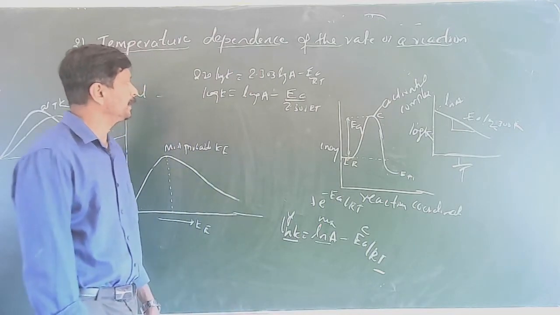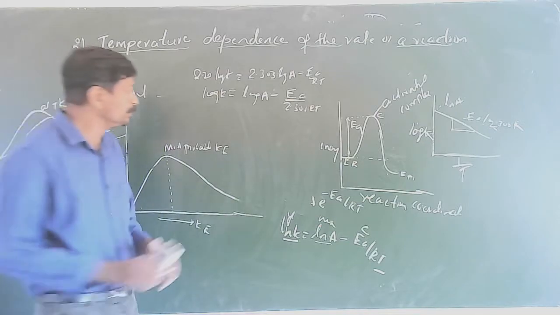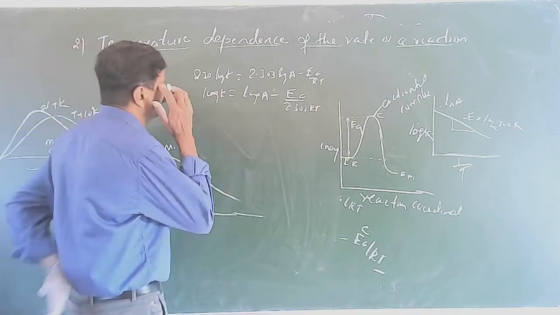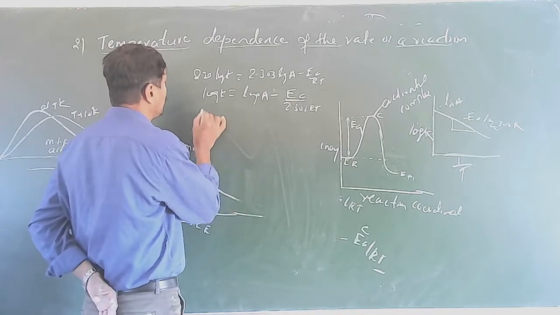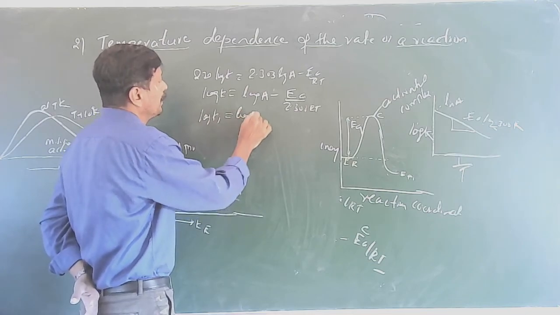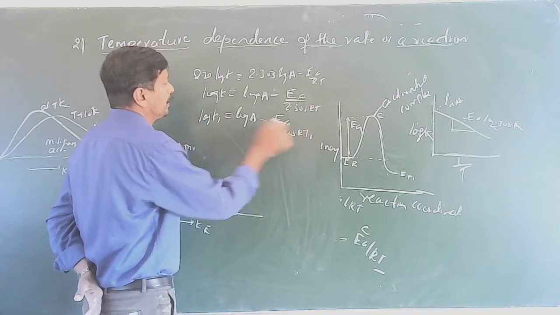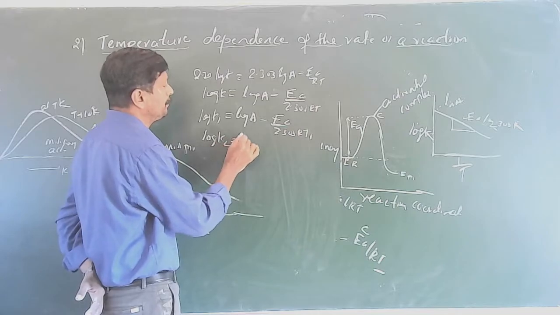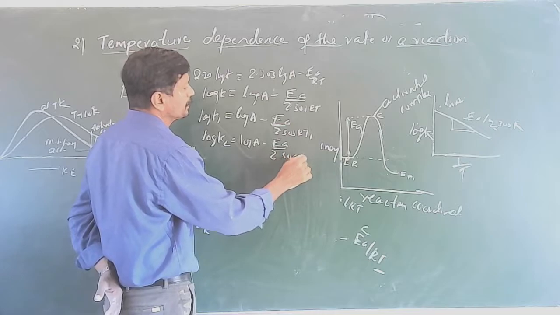Okay, this is another form of the Arrhenius equation. So you can write one more form here. Suppose at two different temperatures, what happens? Log K1 is equal to log A, which is constant, minus EA by 2.303 RT1. What are the variables? K and T. At another temperature T2, log K2 is equal to log A minus EA by 2.303 RT2.